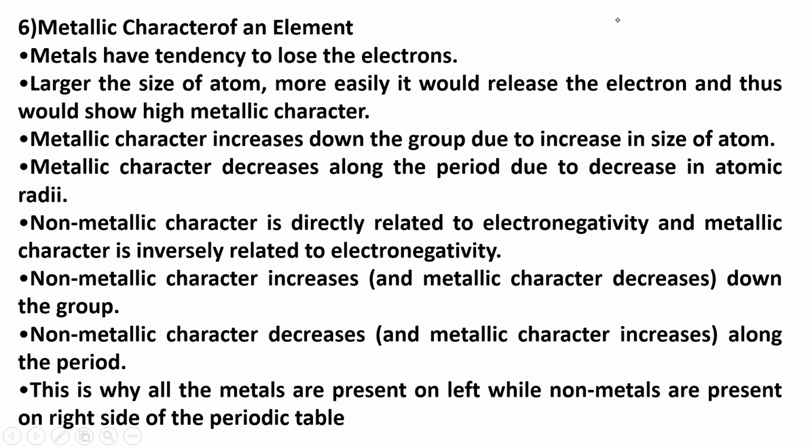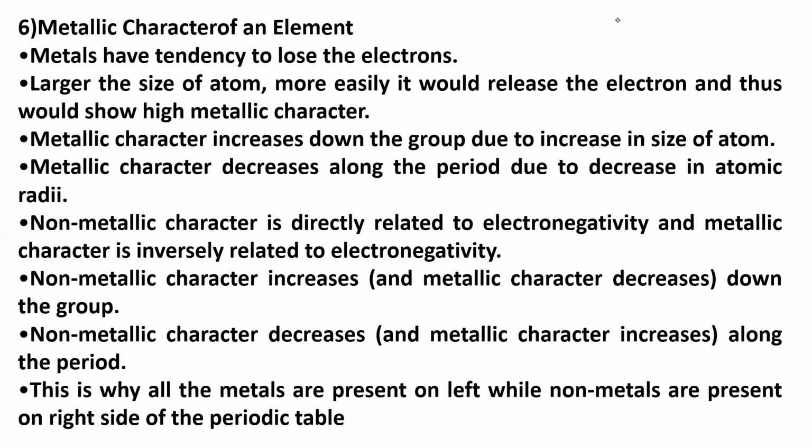and thus would show high metallic character. So if you see in the first group, you have lithium, a very small atom, because its atomic number is 3. Whereas cesium, its atomic number is large, so it has a big atom. The larger the size of the atom, the more easily it would release the electron, and thus it would show high metallic character. So between lithium and cesium, cesium is highly metallic because it can lose the free electron very easily when compared to lithium.